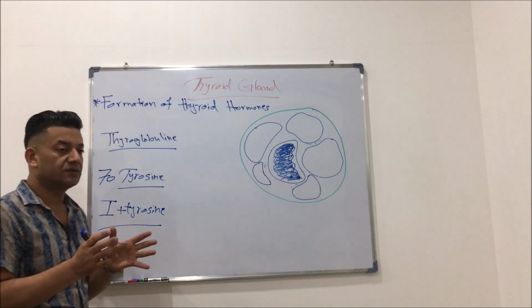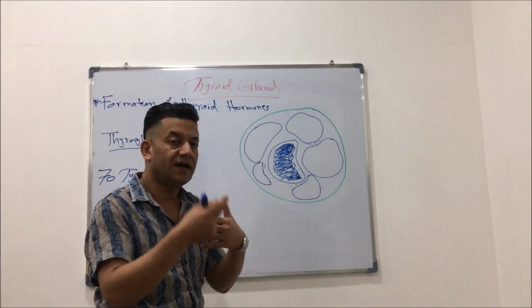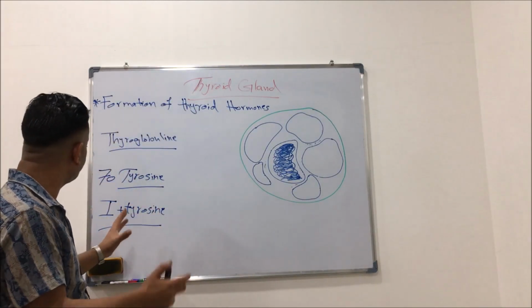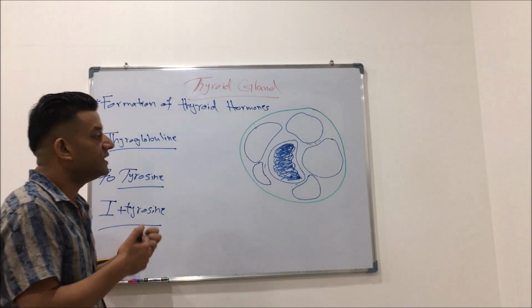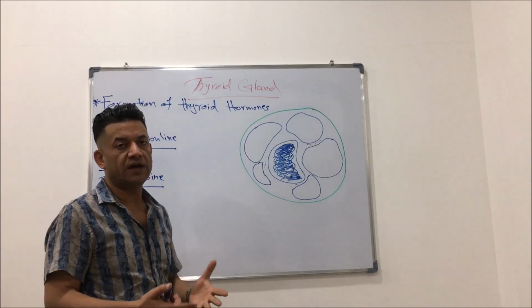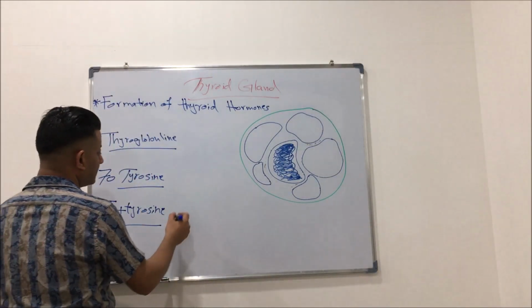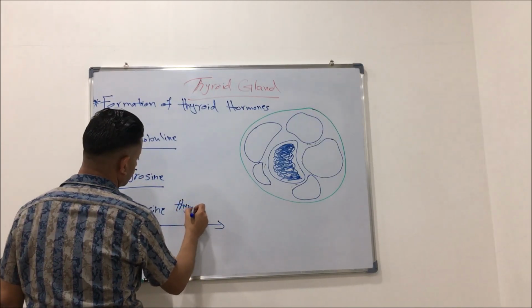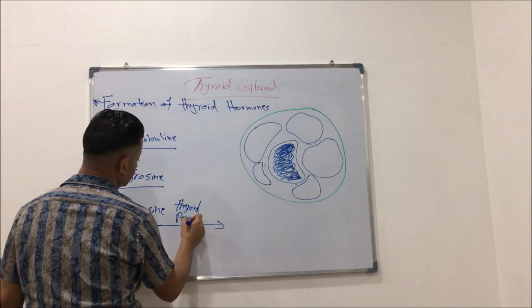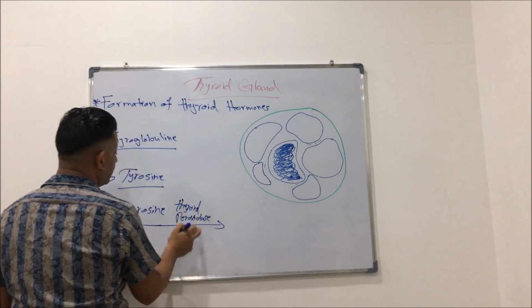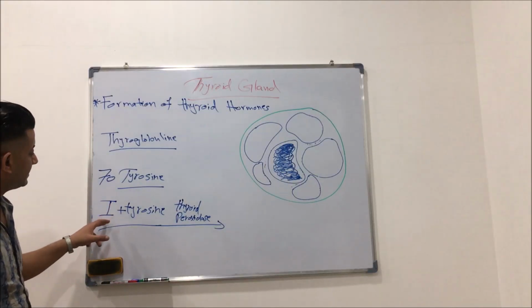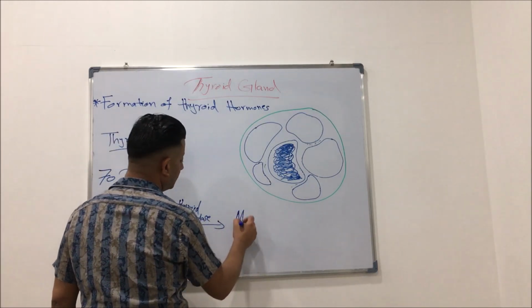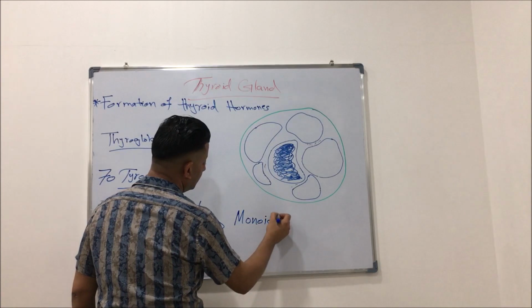This process occurs normally, but it will take a long time. So to facilitate this reaction, the binding between iodide and tyrosine, a specific enzyme is required, which is thyroid peroxidase. This enzyme will accelerate the reaction between iodide and tyrosine to form first monoiodotyrosine.